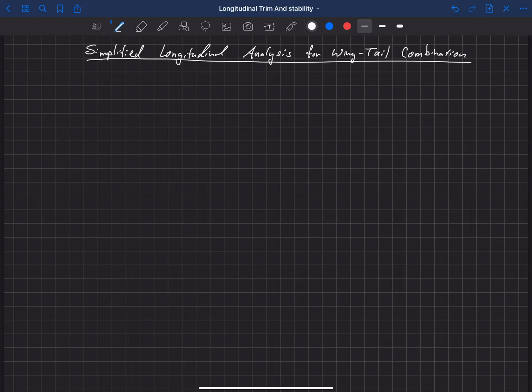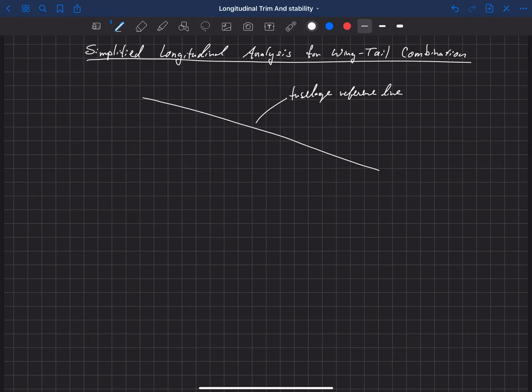So we're going to look at this through a simplified analysis. Again, we're going to focus on the longitudinal characteristics of this wing-tail combination, and we're going to simplify this a bit. We're going to start off with what's called a fuselage reference line. And so this is the fuselage reference line. And we're going to assume that a lot of things lie right on this line or aligned with it.